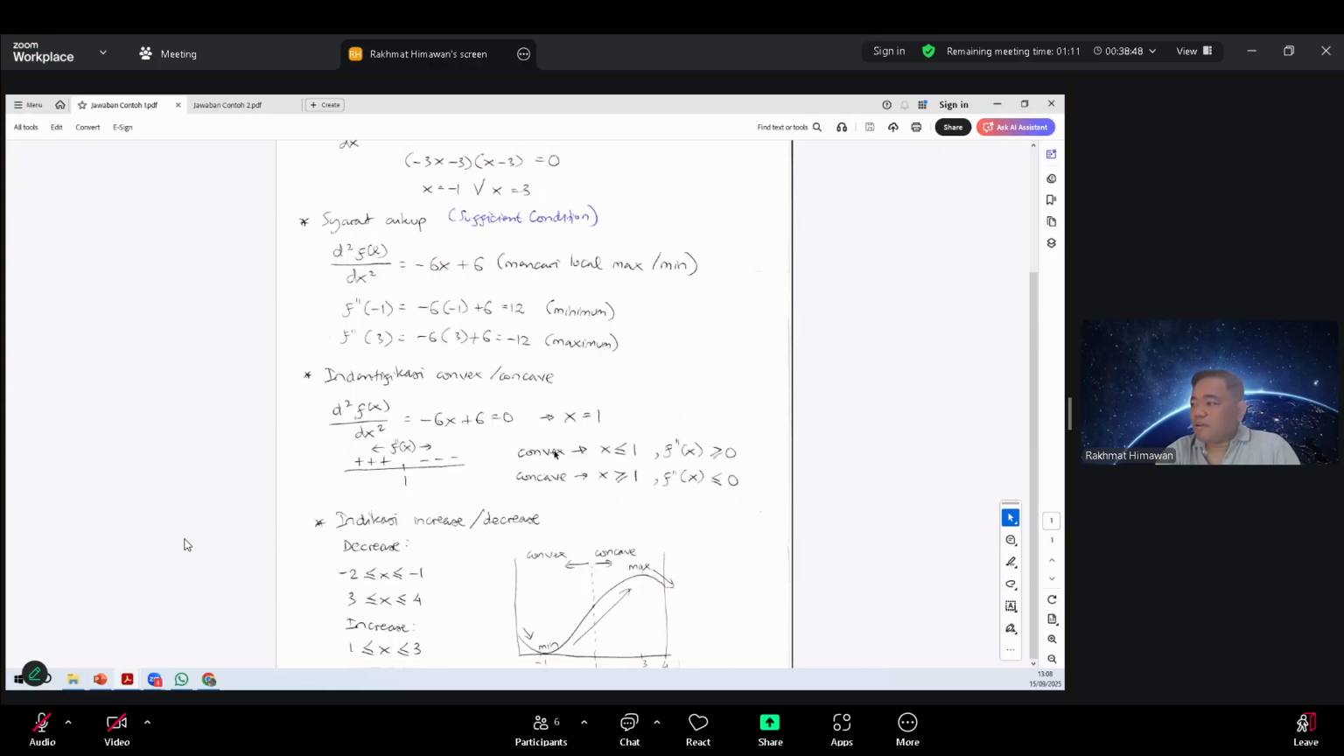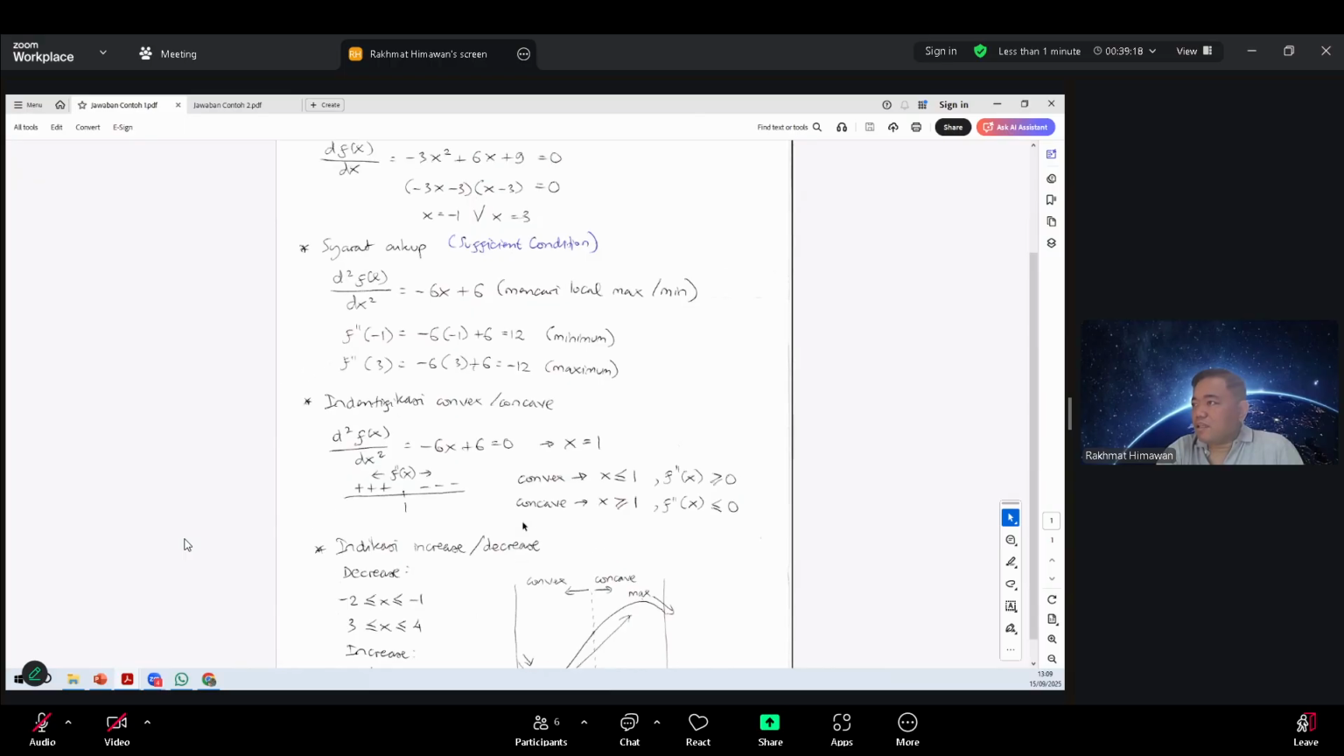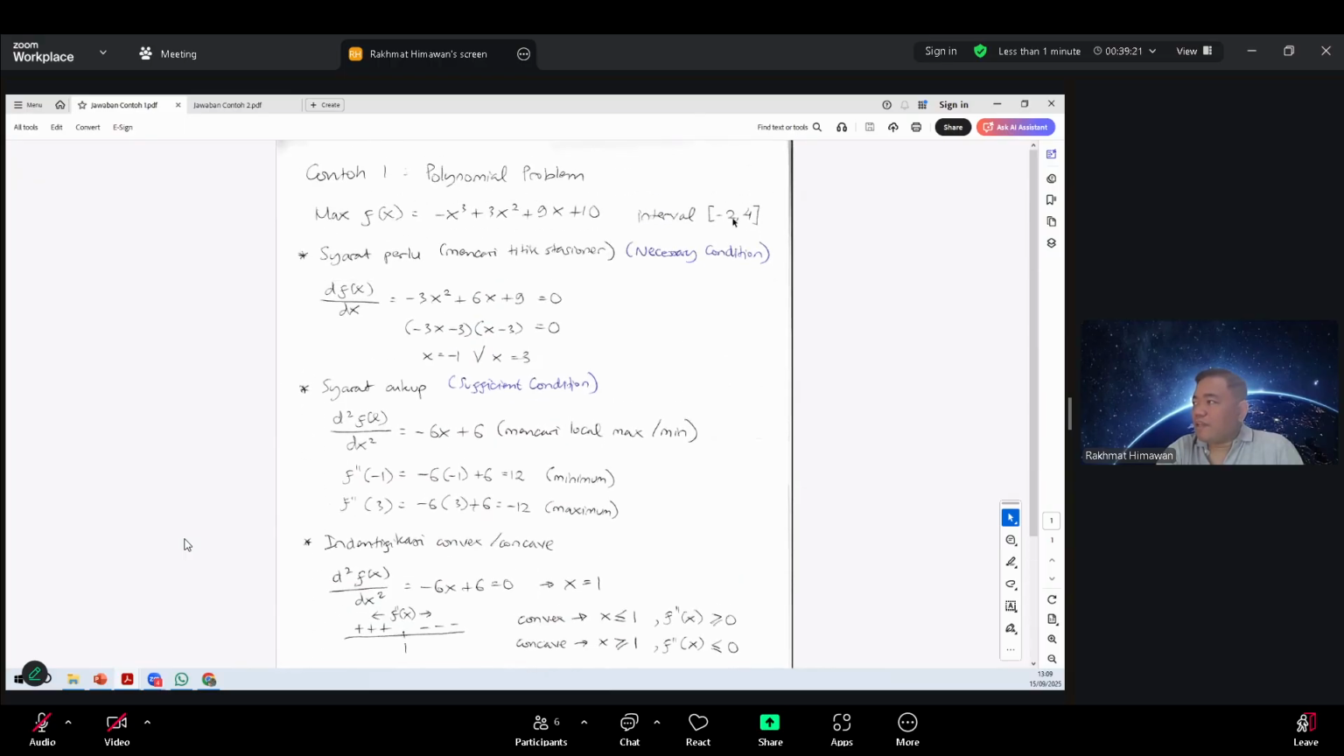Since x equal to minus 1 is in the convex area, that means x equal to minus 1 must be the minimum point. And since x equal to 3 is in the concave area, and x equal to 3 is a stationary point, it means that's the maximum point. So, the interval is from minus 2 to 4.